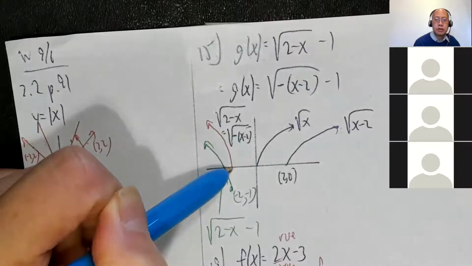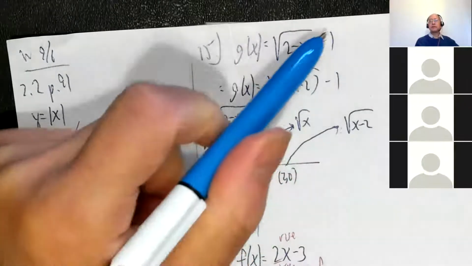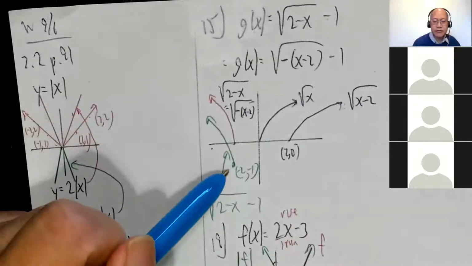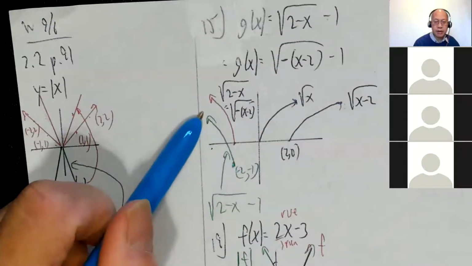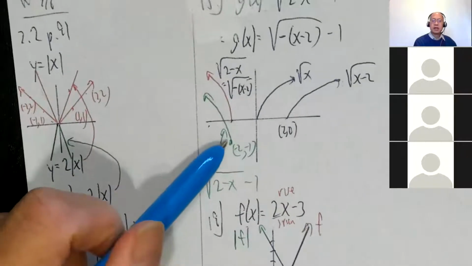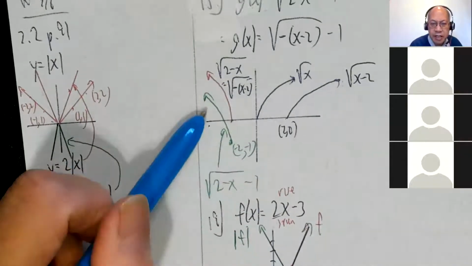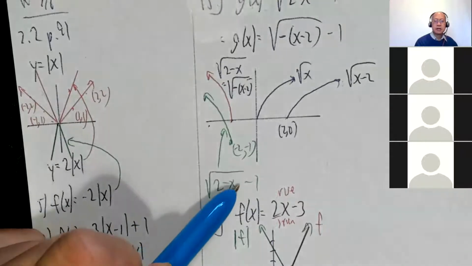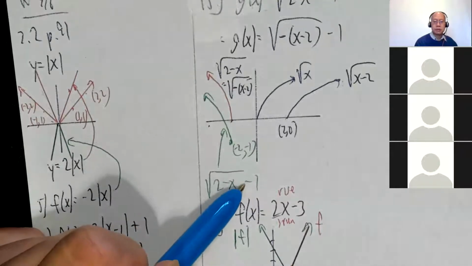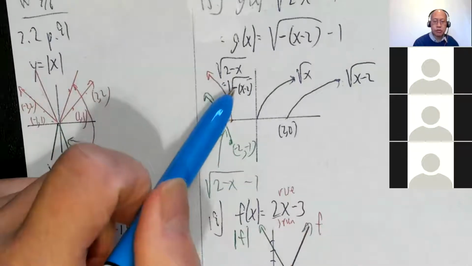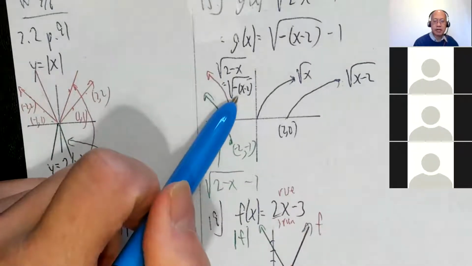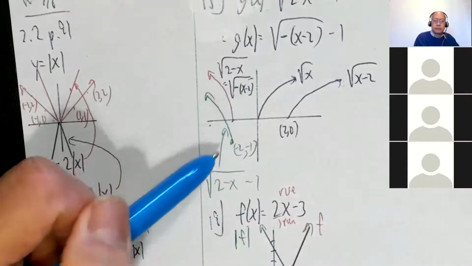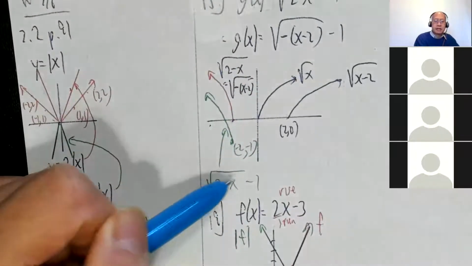This is negative 2, 0. And now I'm home free. What happens to the negative 1? Go down 1 unit. So here's negative 2, negative 1. And the graph looks like this. So here's my final answer. This graph in green, not sure if you can see that it's green, but that's it. Square root of 2 minus x minus 1. Because this is the same thing as square root of negative parentheses x minus 2, but I needed to do this little trick to show you how the progression works. Square root of 2 minus x minus 1.